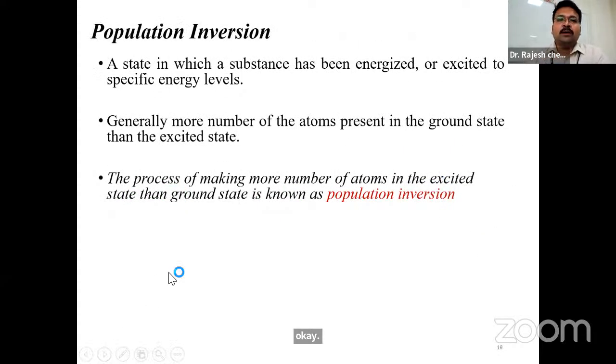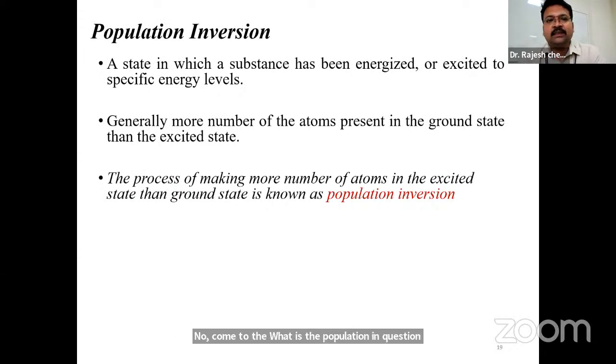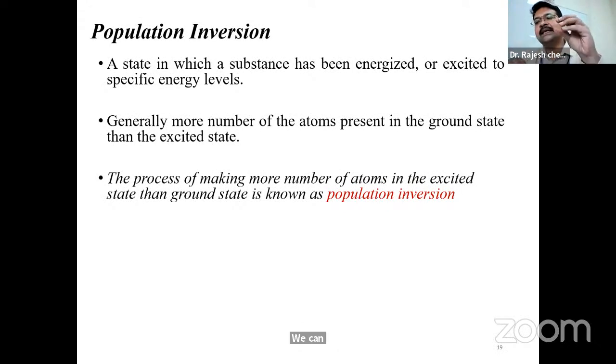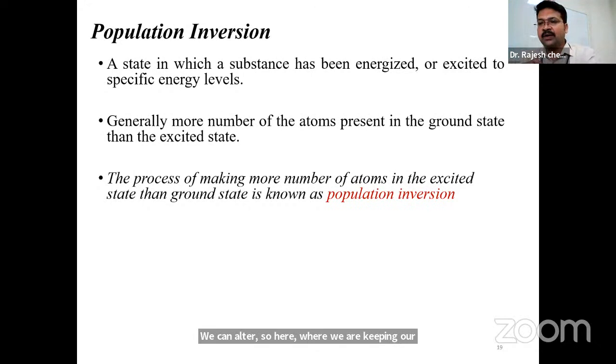Now come to what population inversion is. It is a state at which the substance has energy excited to a specific energy level. So what energy do we need from the laser? We can alter it. Here, where we are keeping our photons, that is our laser energy, and that depends upon the wavelength we are using.